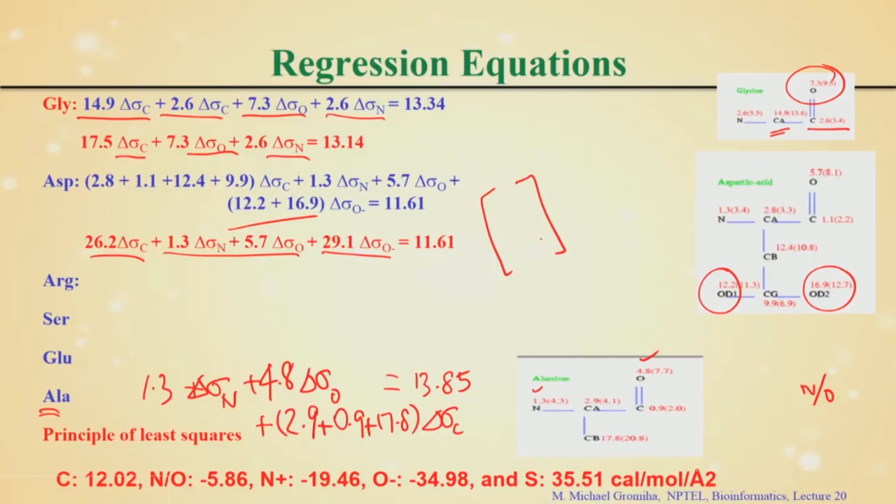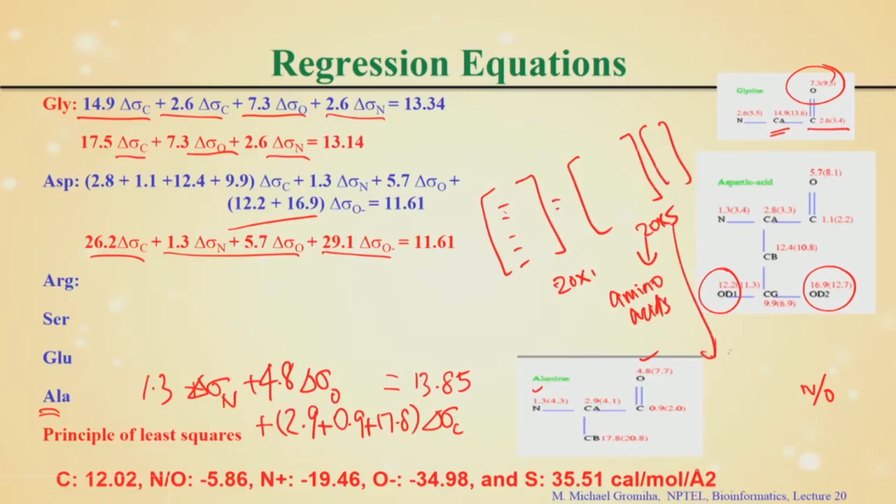What is the dimension of this matrix? For y it is 20 into 1, so you have the 20 different values. For example, alanine 13.85, aspartic acid, and so on for the 20 different amino acids. This you can write in terms of a matrix. What is this dimension? 20 into 5, because these are 20 amino acids and 5 atomic solvation parameters, delta sigma I.